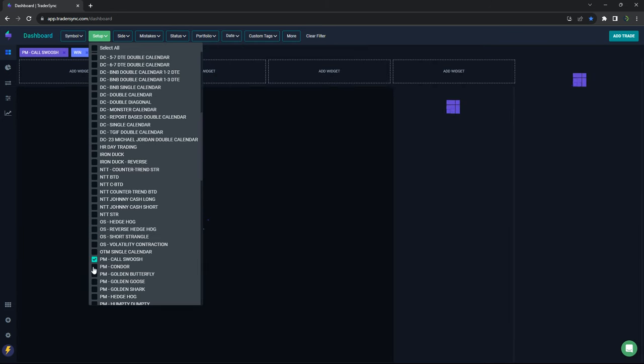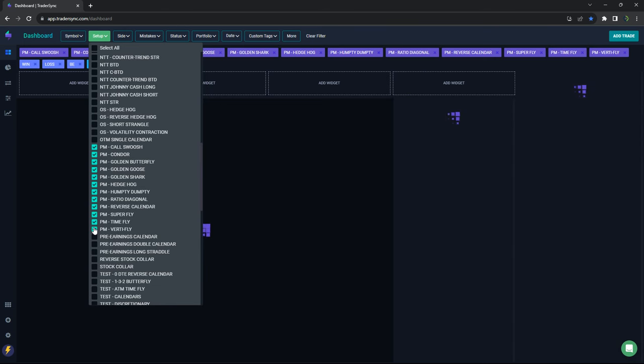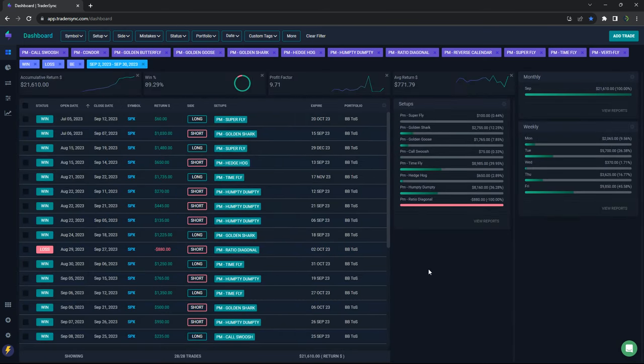And my biggest category of the month was my portfolio margin trades, which have come on strong. So for portfolio margin, the only thing that took a loss this month was a ratio diagonal, and that was one trade, and that was kind of a test trade. A trade we call the Humpty Dumpty, booked over 8,000, hedgehog 650, our time flies almost 9,000, small win on call swooshes, golden goose 1,700, golden shark 2,700, and small win on the Superfly. So over 21,000 on the portfolio margin trades.